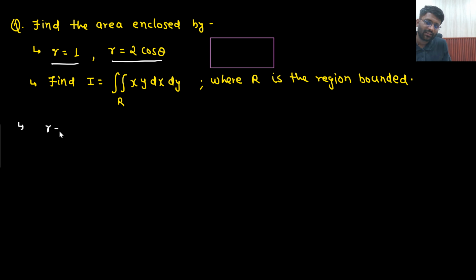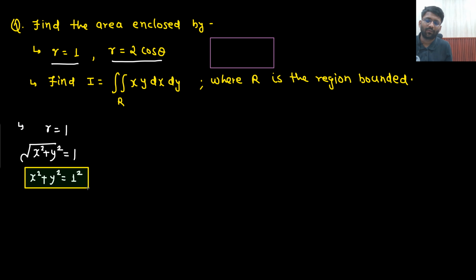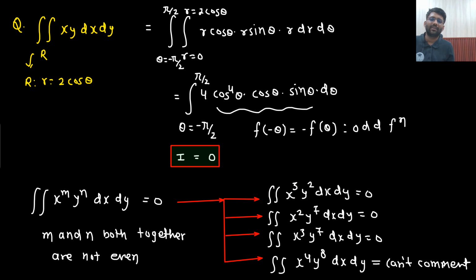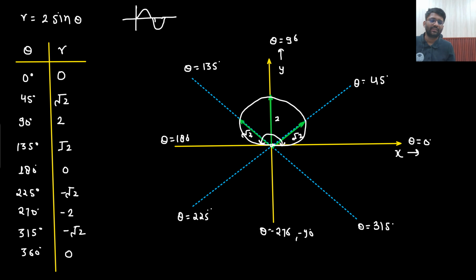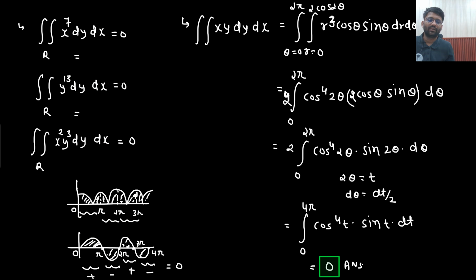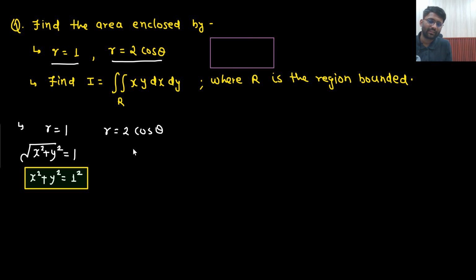What is r equals 1? Sir, r equals 1 is nothing but the square root of x squared plus y squared equals 1, or you can say x squared plus y squared equals 1 squared. So it is a circle of radius 1. And what is r equals 2 cos theta? That we have already seen. It was the first example that we saw, r equals 2 cos theta. So it is a circle centered about (1, 0) with a radius of 1.